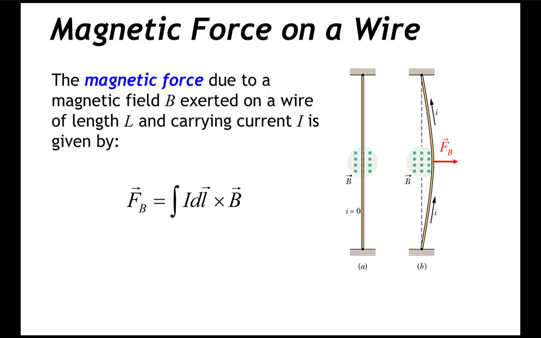So we could say that the magnetic force due to a magnetic field B exerted on a current-carrying wire of length L is given by the integral of the current with the cross product of a displacement differential dl with the magnetic field B. Let's use this to do an example.